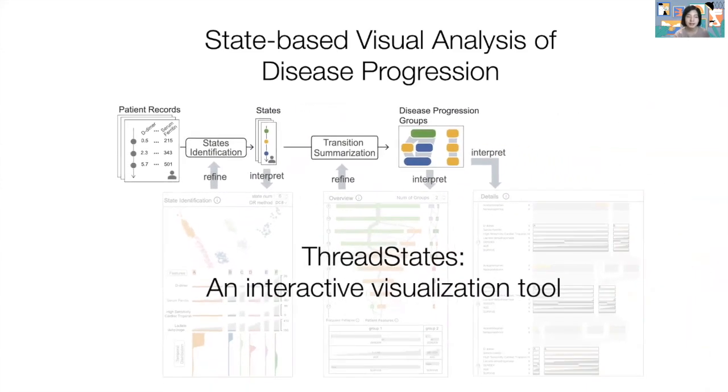Based on this two-phase analysis workflow, we propose ThreadStates, an interactive web-based visualization tool for state-based visual analysis of disease progress. This tool integrates existing sequence mining and clustering techniques with a set of visualizations to enable scalable and effective visual analysis. The interactive visual analysis provides users an interface to interpret and refine the results of automatic algorithms so that the users can better participate in the exploratory analysis and integrate domain knowledge.